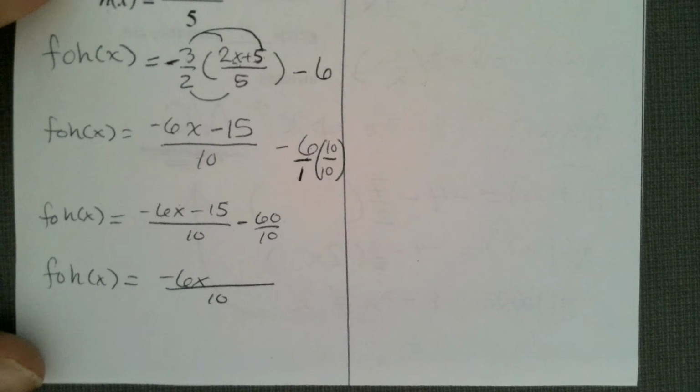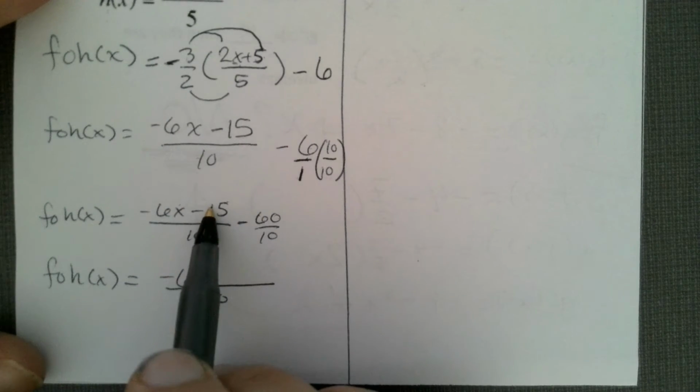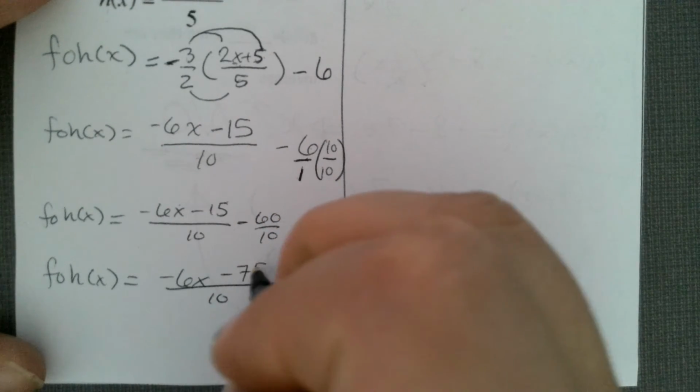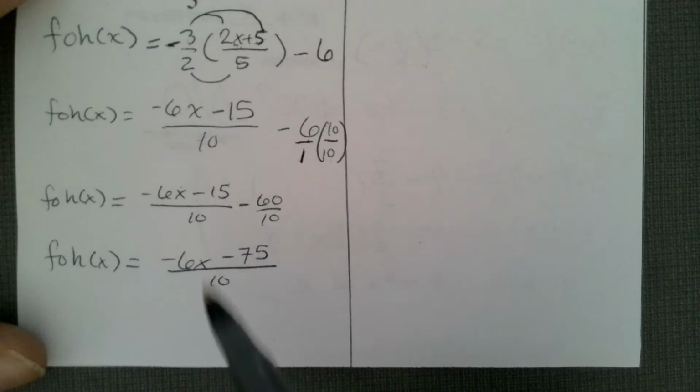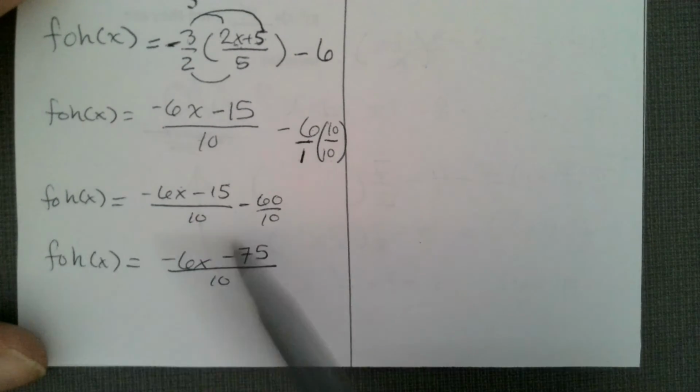Anybody want to help? Are you talking about divide? No, just add them. Negative 60, negative 15, what's it make? Negative 75. You guys, is that pretty? I think it's ugly. There's nothing we can do to make that smaller, right? The 6 isn't going to divide by the 10. The 75 is not going to divide by the 10. Nothing's crossing out. This is as good as it gets.